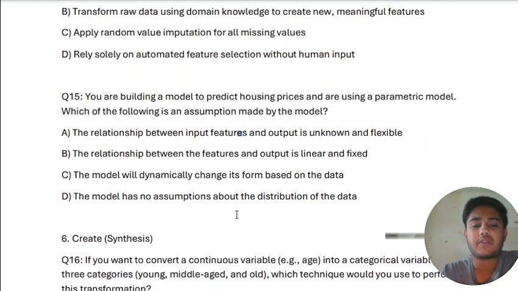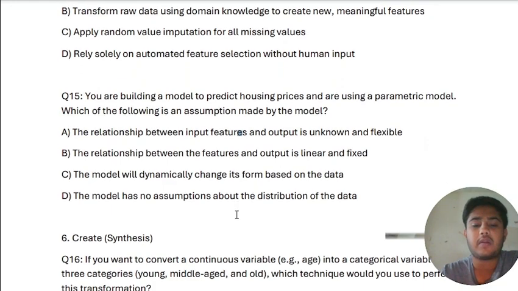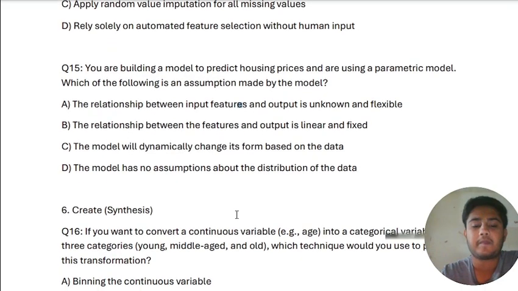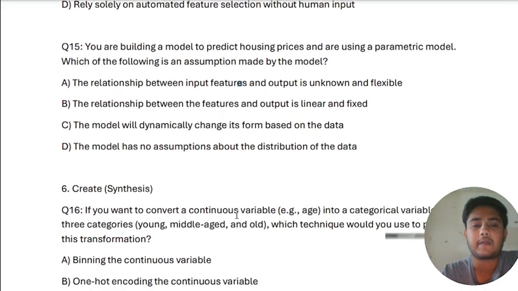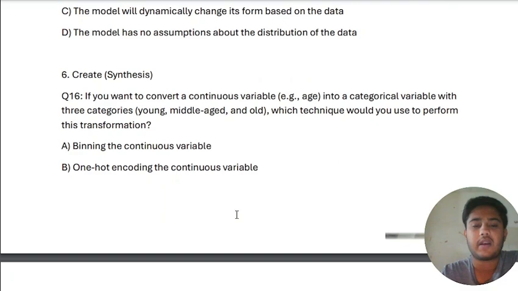Now moving on to next question. You are building a model to predict housing prices and are using a parametric model. Which of the following is an assumption made by the model? So the answer is option B. The relationship between features and output is linear and fixed.